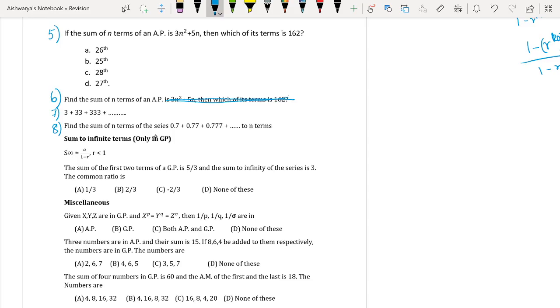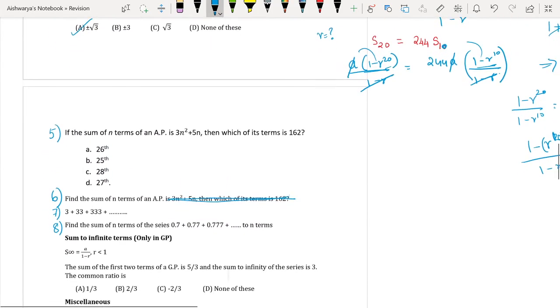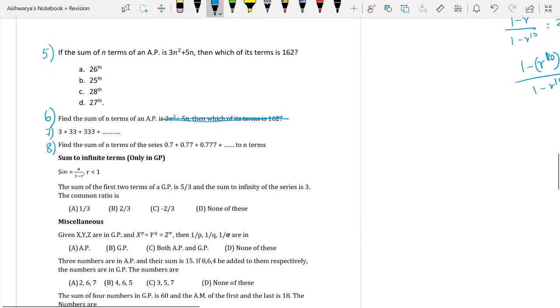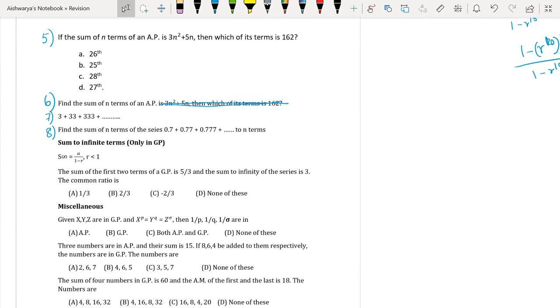So here an AP question has come, because after this you only have some mixed questions. So which of its term is 162? Sum of n terms of an AP. So this is similar to that. S1, S2, S3 you have to find, or even S1 and S2 is sufficient. S1 you can find by substituting in this. So when you substitute, you will get 3 plus 5, 8. 8 will be the first term. Second will be 3 into 4 plus 5 into 2, which is nothing but 12 plus 10, 22.